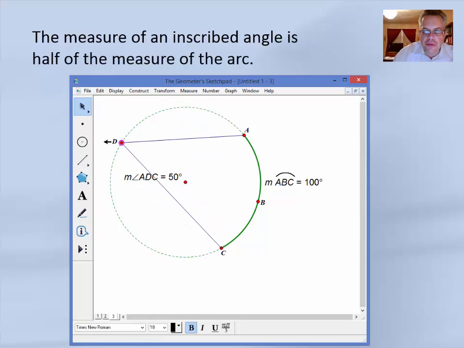It doesn't change. Wherever I move this point around the circle, the measure of the angle stays 50. Whether it's up here, it's 50. Right here, 50, or 50. It didn't budge. That's because anywhere on the circle, it's half of the arc.